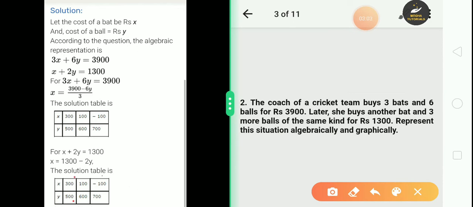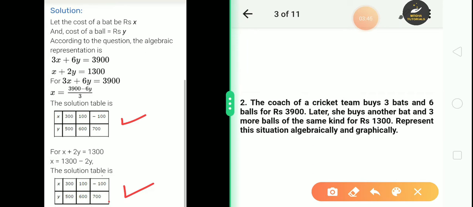Then we are assuming y is equal to 600. So 2 into 600 is 1200 and 1300 minus 1200 is 100. So when y is 600, we are getting x is 100 in the second condition. We are assuming now y is equal to 700. So 2 into 700 is 1400 and 1300 minus 1400 is minus 100. So when y is equal to 700, we are getting x as minus 100. So if we observe, coordinates for both these equations are exactly the same. Okay, so we will get the same line for both these equations.